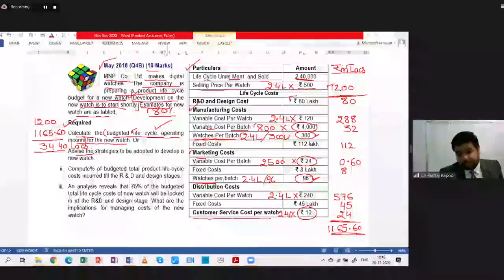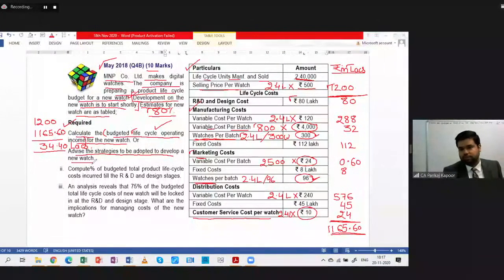Analysis or advice, the strategy to be adopted to develop the new watch. Please, friends, listen to this very carefully. We being chartered accountants, or you being budding chartered accountants, find number crunching very easy. But when we need to explain our answer, when we need to advise, we find a bit of trouble in order to put things down. So we need to develop this skill in order to tackle the case-based paper. That's why I'm discussing this answer along with you so that you can also develop your writing skill.